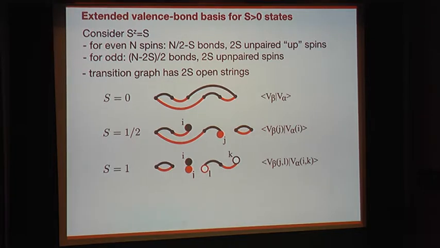Now if you go to spin 1, you actually have two spinons in the system, as shown here. This would be one spinon, and the second one just happens to be the shortest possible one, where the unpaired spins are on the same side.